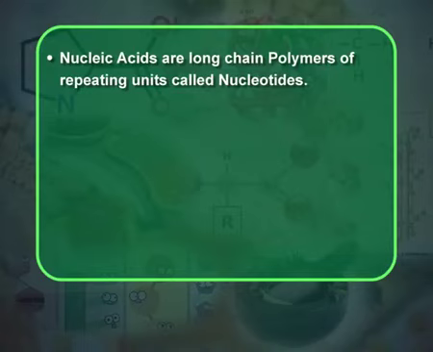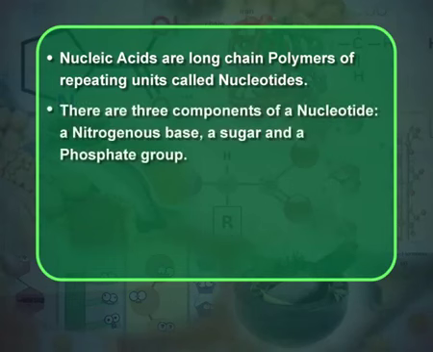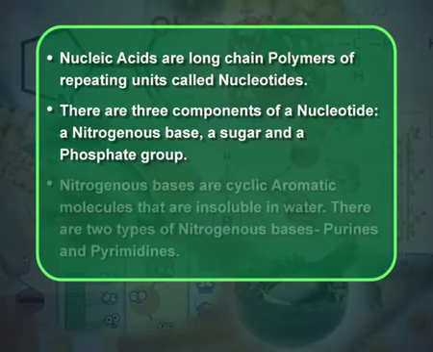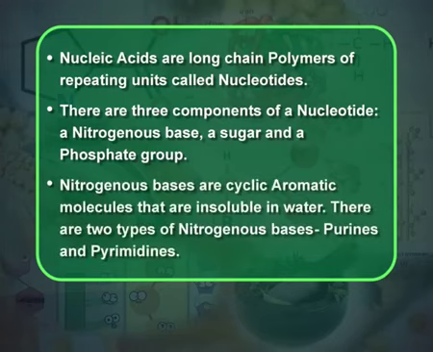Nucleic acids are long chains of polymers of repeating units known as nucleotides. There are 3 components of a nucleotide: a nitrogenous base, a sugar and a phosphate group. The nitrogenous bases are cyclic aromatic molecules that are insoluble in water. There are 2 types of nitrogenous bases, which are known as purines and pyrimidines.